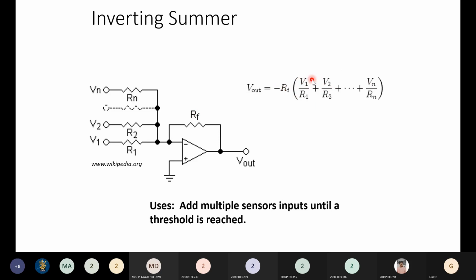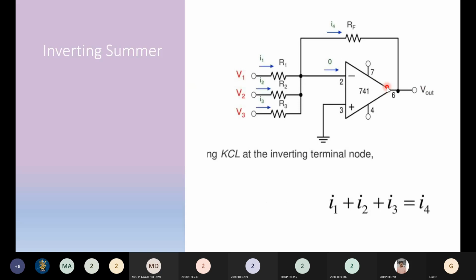Suppose you make all these resistor values equal, R1, R2, R3, whatever you have here. If all these resistor values are equal, then you can say that Vout is equal to minus RF by common R, which will be the weighing factor, into V1 plus V2 plus so on. So sum of inputs into a gain. So that is an inverting adder. This is how it is shown. You can see the same circuit. This is what I asked you to write. You'll have the equation for this: currents I1, I2, I3.